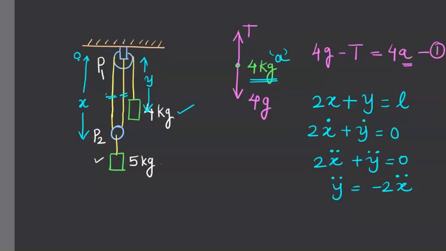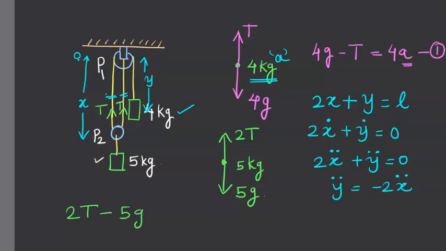So now for the 5 kg block we can draw the free body diagram. So for the 5 kg block, let me draw here. This is the 5 kg block. The upward force is, now here there are two tensions, so this one T and this one T, so this will add up to 2T. Okay, so this is 2T. Downward force is 5g. Now we are assuming that it is going upwards, so 2T minus 5g is equal to 5a.